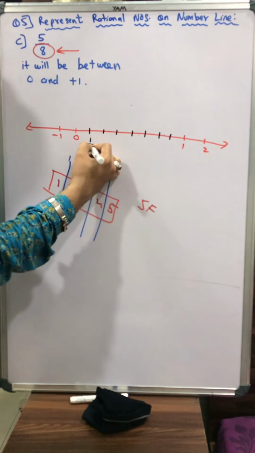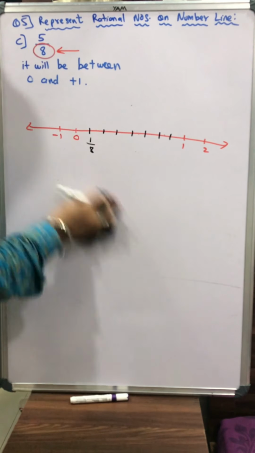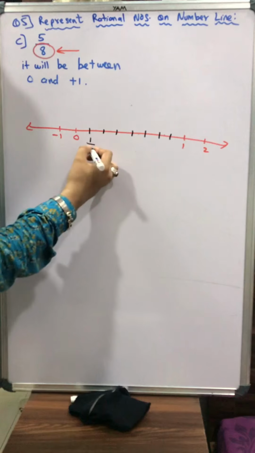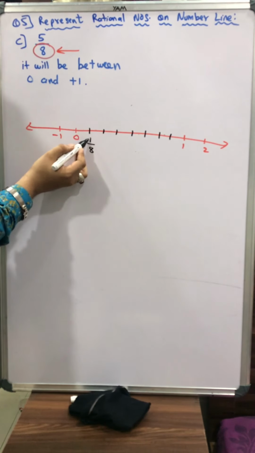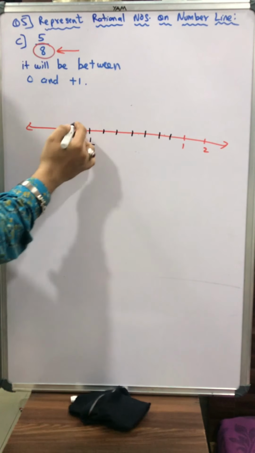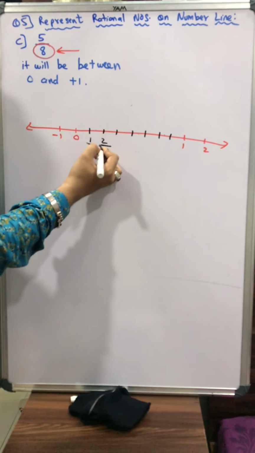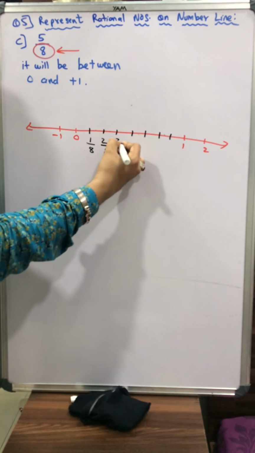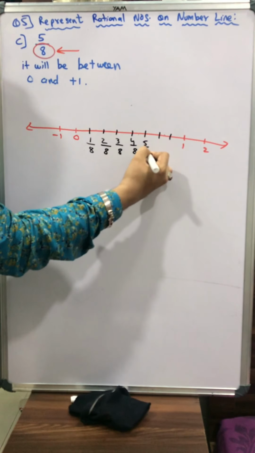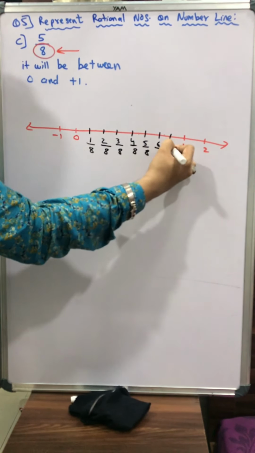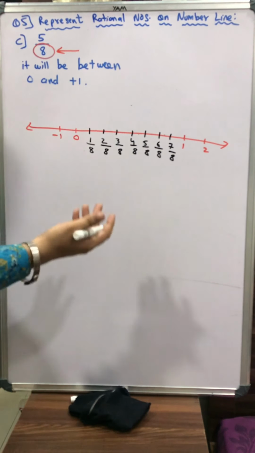Upon 8, 1 upon 8. Why 1? This is my first stroke. So 1 upon 8, because we had 8 equal parts. 2 upon 8. This is the second stroke out of 8 equal parts. 3 upon 8. 4 upon 8. 5 upon 8. 6 upon 8. 7 upon 8. What we want, students, what we want.